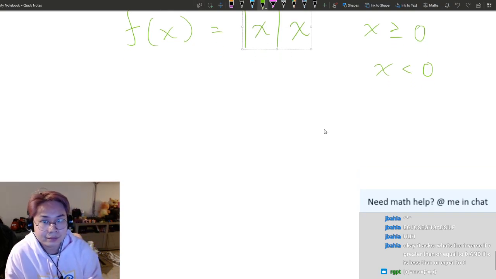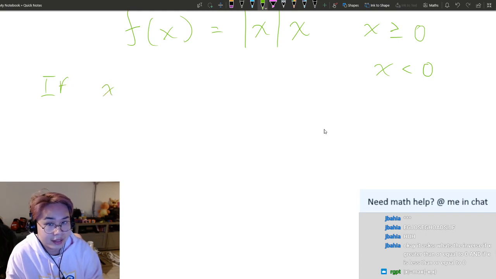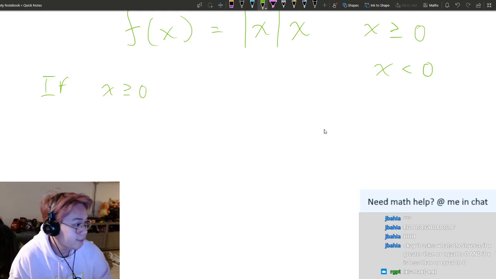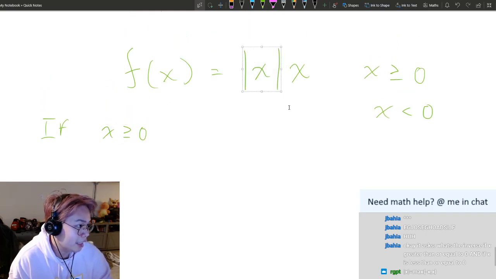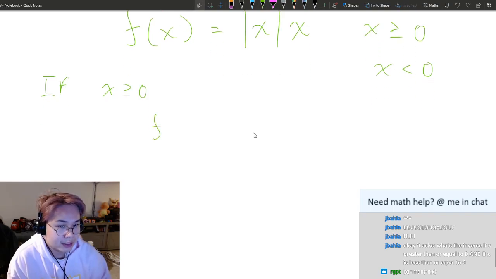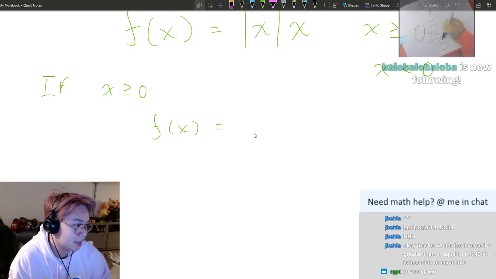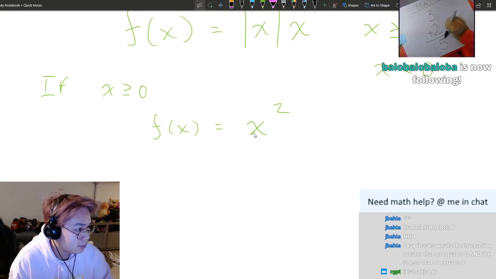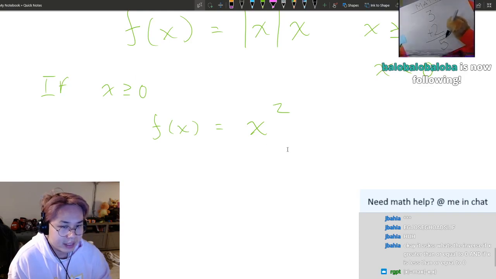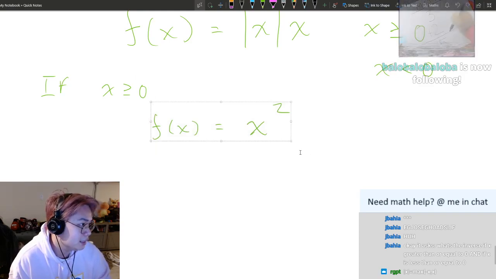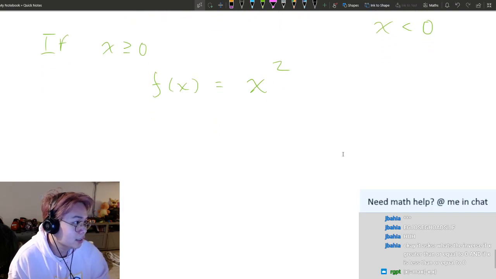So first, if x is positive or 0, then the absolute value of x doesn't do anything because it's already positive. There's nothing to do. So what we can do is we can write your function f of x as just a regular x times another regular x, so x squared. And then you can find the inverse of this pretty straightforward, so I'll leave that to you.